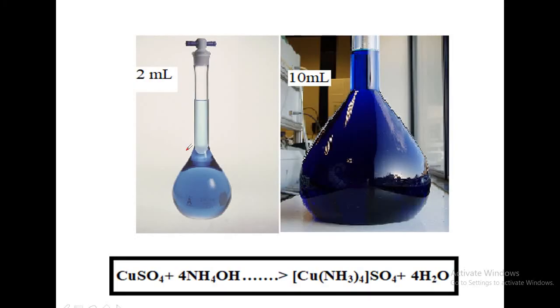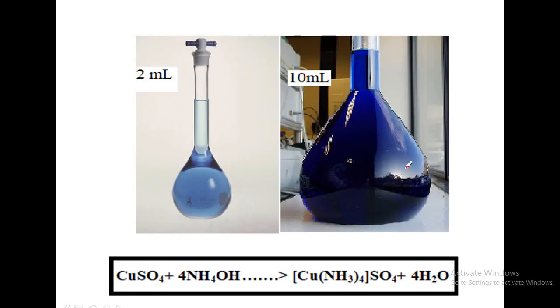You will get a light blue colored complex here, that is nothing but cuprammonium sulphate. Copper sulphate and then ammonium hydroxide added, then you get cuprammonium sulphate. This ammonium hydroxide is also known as ammonia solution. Cuprammonium sulphate is a dark blue colored complex. Depending upon the concentration of the copper sulphate taken, the intensity of the color varies.